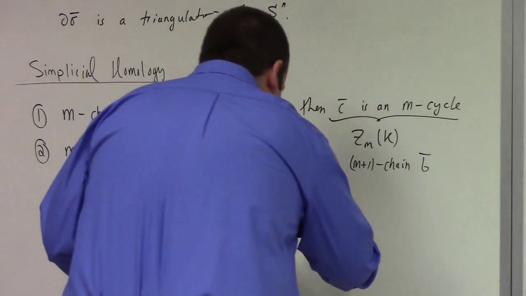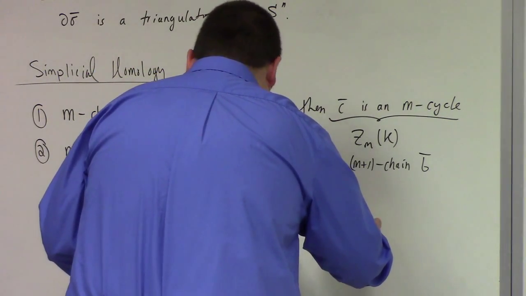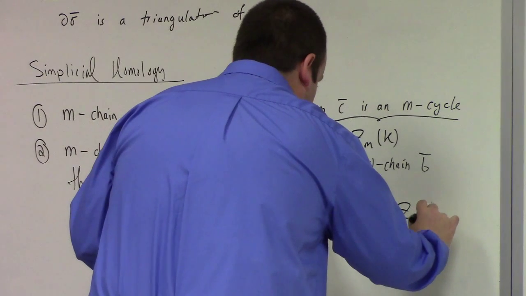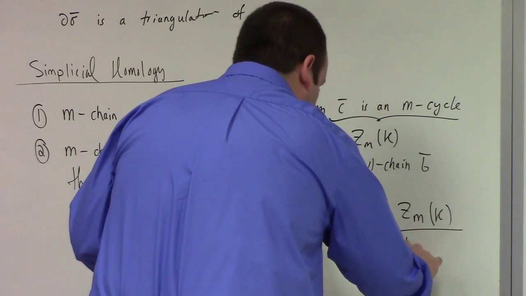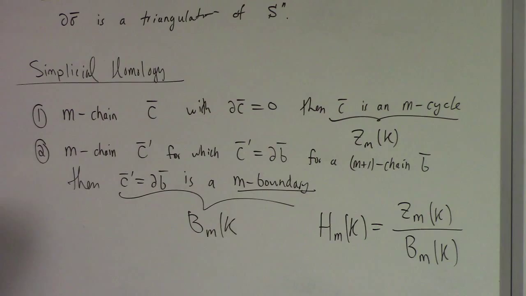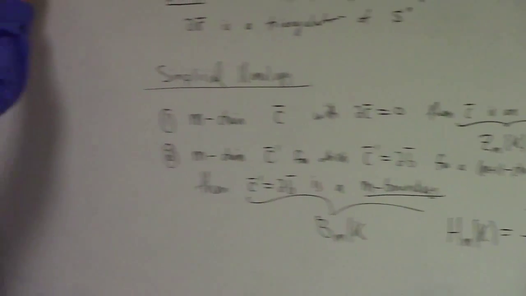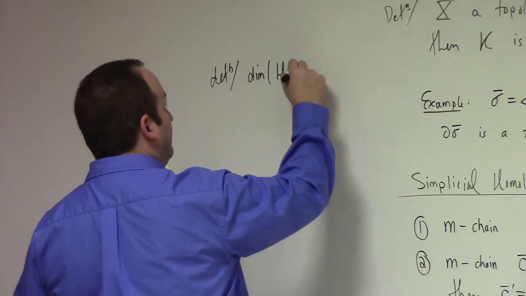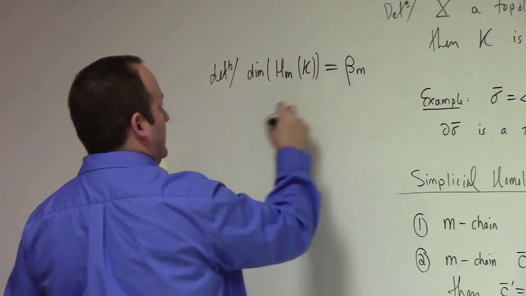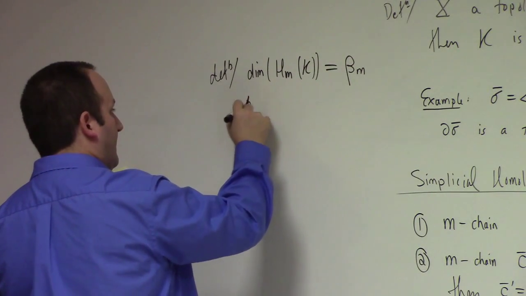Now the homology is just this: H sub m of K is equal to the quotient of the m cycles over K by the m boundaries over K. So this is the mth homology group over K. By the way, by definition, the dimension of the mth homology group over K is what's called beta sub m in Renteln. This is the mth Betti number.